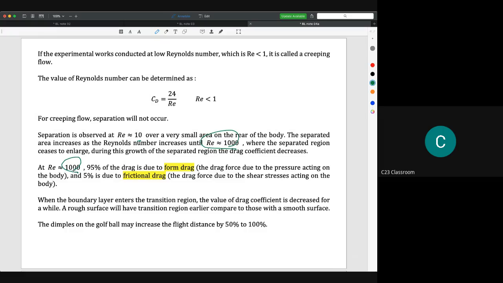I already discussed this one. For example, if we have a sphere here, the form drag means the drag that occurs because we have the projection area.